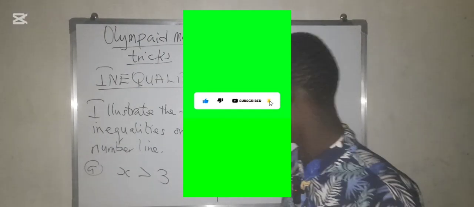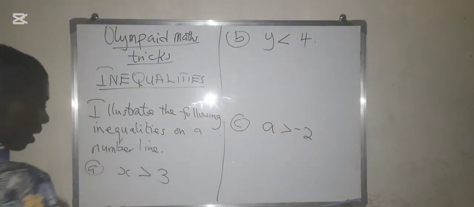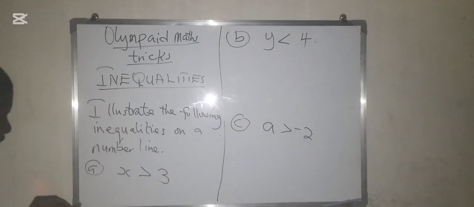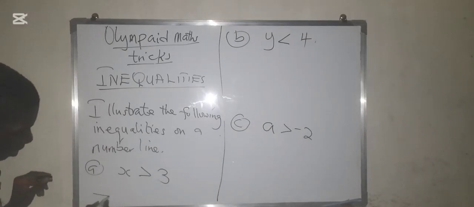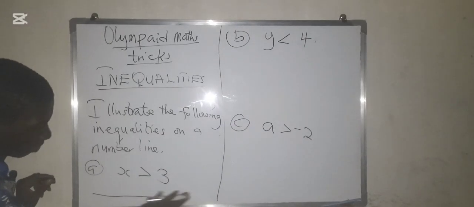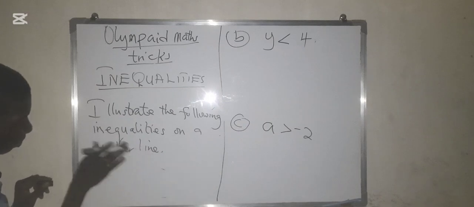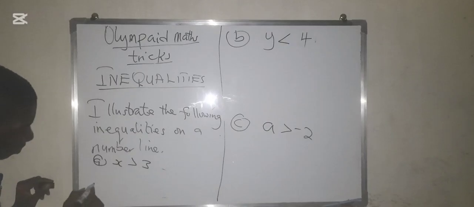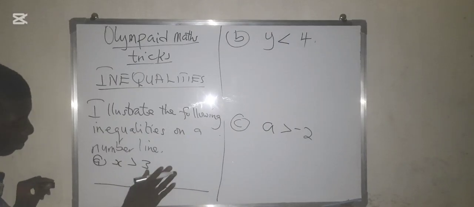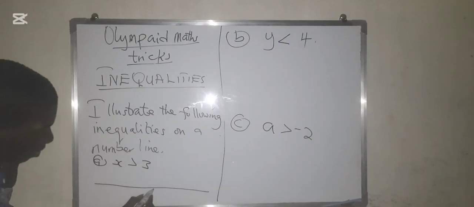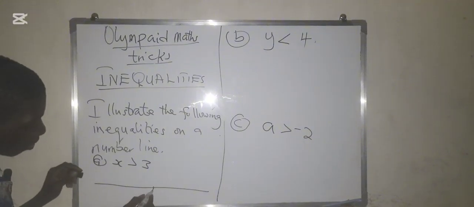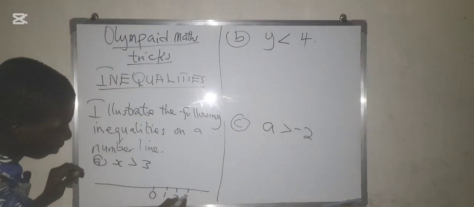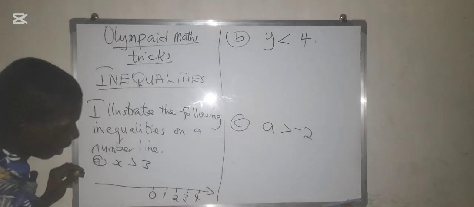Now let's solve this out. They say x greater than 3. First, let's draw the number line. This is our number line. Put it down here. X greater than 3. Let's say this is my number line. With a number line, you always start with 0 at the center: 0, 1, 2, 3, 4. Our target here is 3.